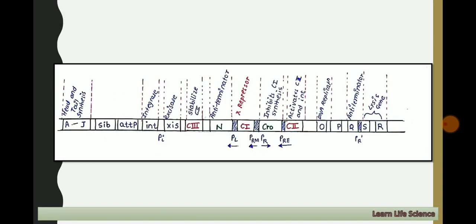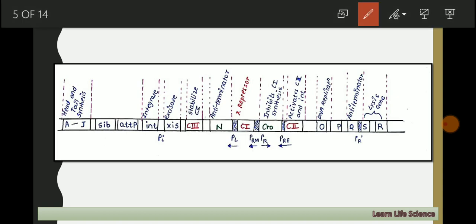Here I have mentioned the genes and their roles for you so that you can easily memorize at one look. So here lambda repressor is encoded by C1, N is encoding anti-terminator, CRO is the inhibitor of C1 synthesis, C3 is going to stabilize C2.